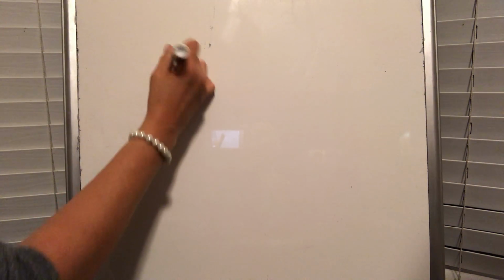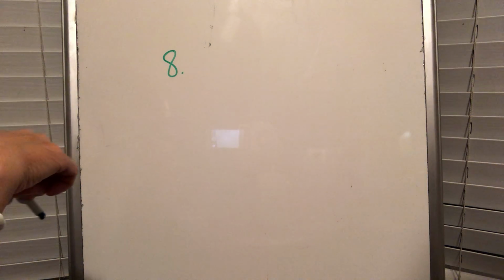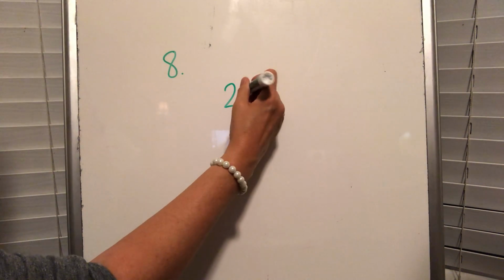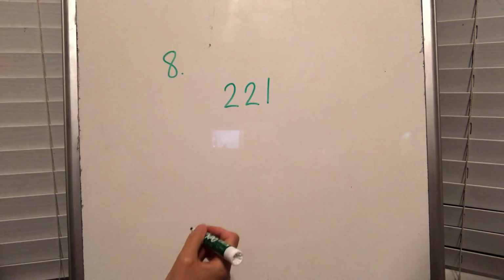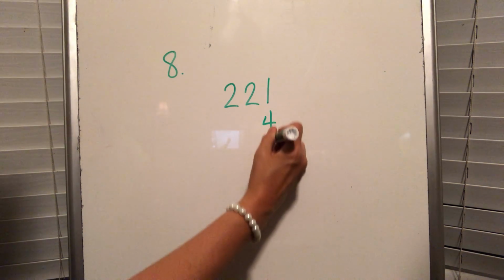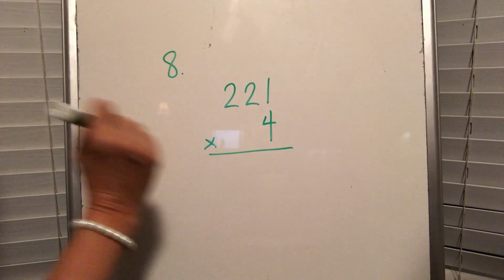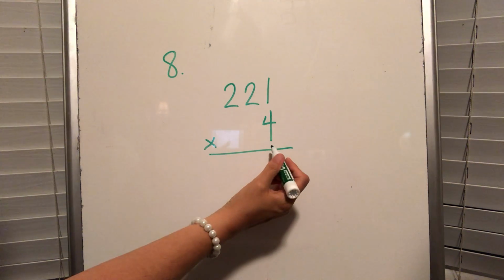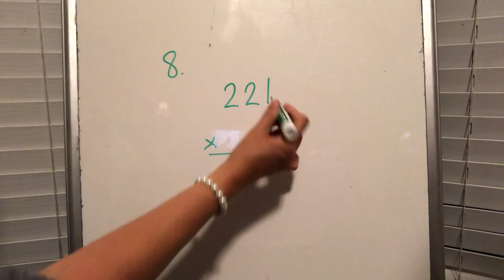All right, we're going to move down to number 8. Number 8 is multiplying by a 3-digit number, okay? The process stays the same, 221 times 4. I hope you're feeling like, wow, this is bigger, harder, older math, because it is, and you're moving along really great. All right, let's start in the ones place like we always do.